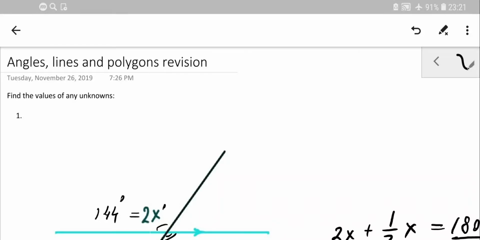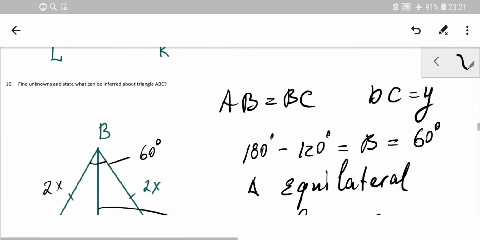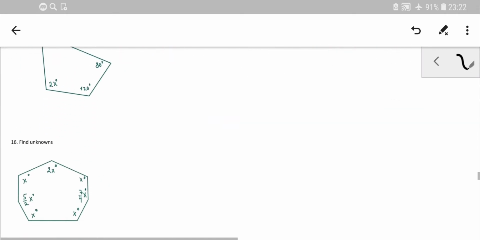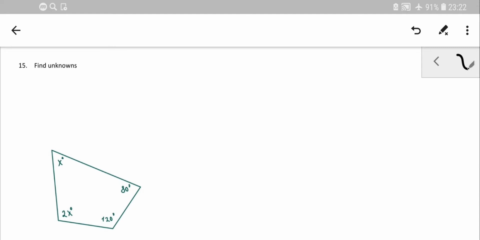Hello guys, we'll just continue doing revision for angles, lines and polygons, and we just keep on track, and now we go to a bit more complicated questions. We start from 15. Find unknowns.